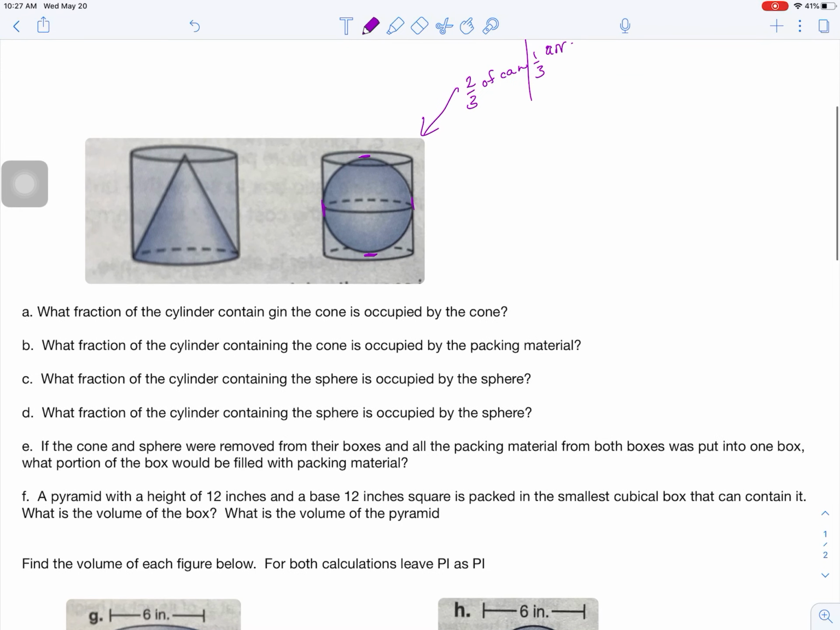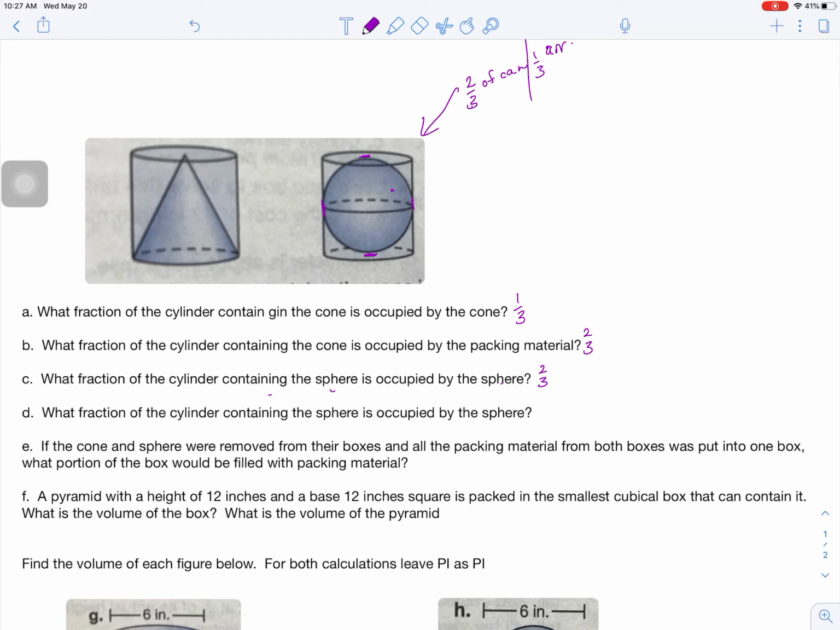Okay, so what fraction of the cylinder containing the cone is occupied by the cone? It's 1/3, we've talked about that. What fraction of the cylinder containing the cone is occupied by packing material? That's 2/3. What fraction of the cylinder containing the sphere is occupied by the sphere? And we talked about that as well, it's 2/3.